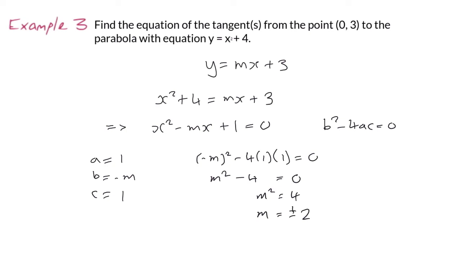So actually there are two values of m, and that's why there are two equations for tangents. One of the tangents would be y equals 2x plus 3, and the other one would be for the other value of m, y equals negative 2x plus 3. And these are our two final answers.